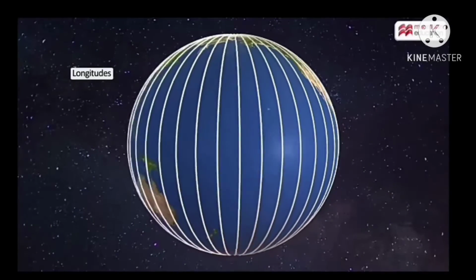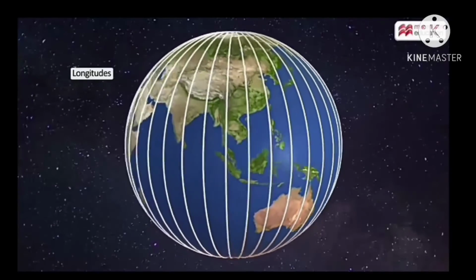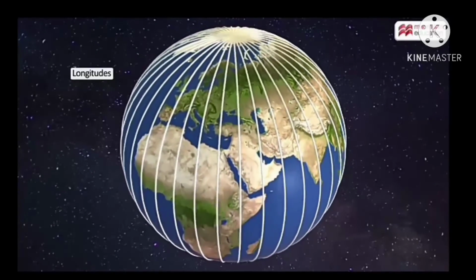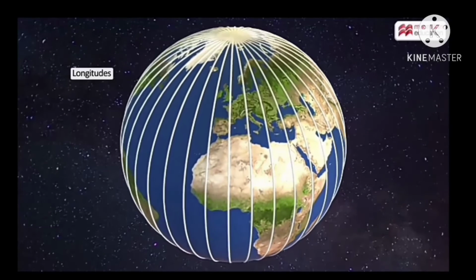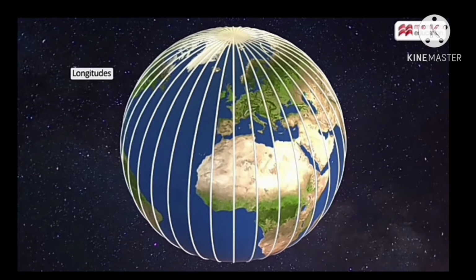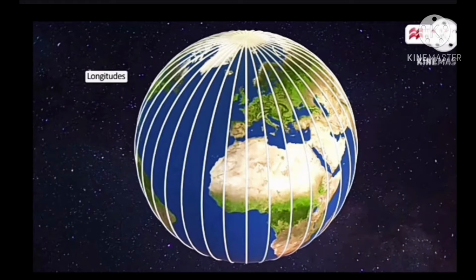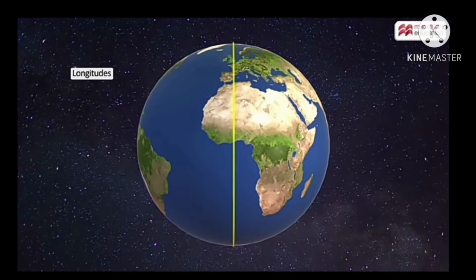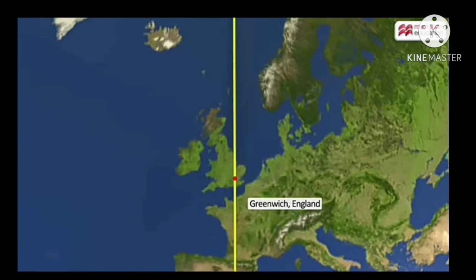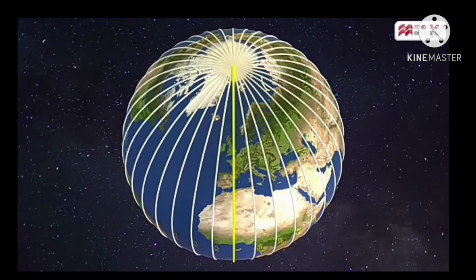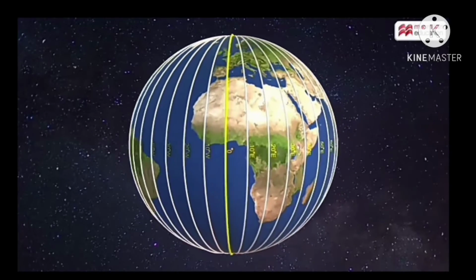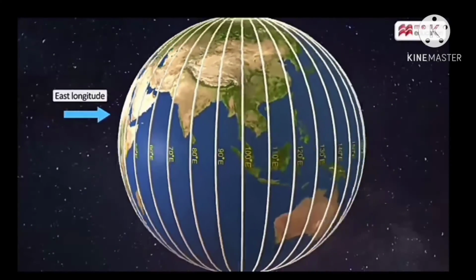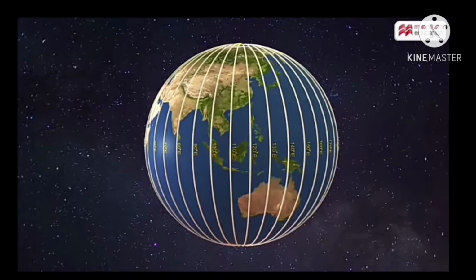Longitudes are also called meridians. They are the imaginary lines drawn between the two poles. They divide the earth into 360 equal segments like that of an orange. 0-degree longitude passing through Greenwich in England is called the prime meridian. One half of the earth is measured in 180-degree longitudes of east, while the other half is 180-degree longitudes of west.